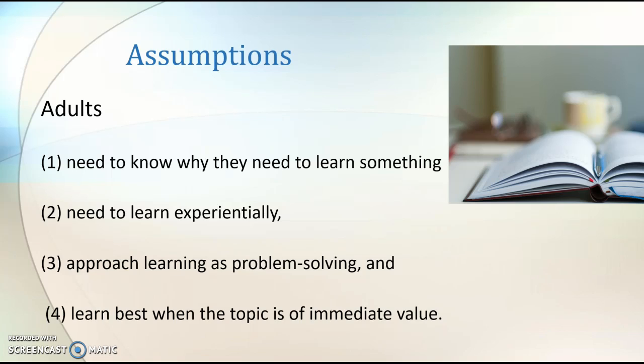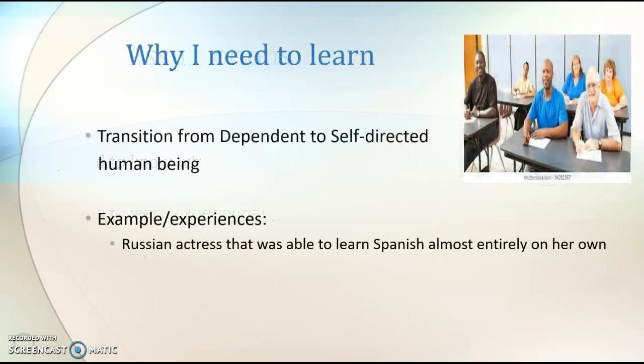Let's take a brief look at some assumptions of the model. Adults need to know why they need to learn something, need to learn experientially, approach learning as problem solving, and learn best when the topic is of immediate value. Let's discuss them in more detail.